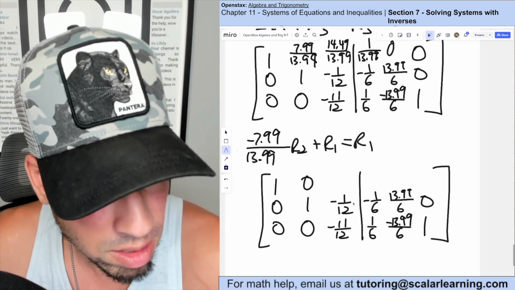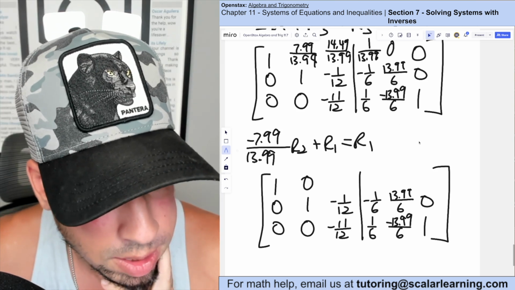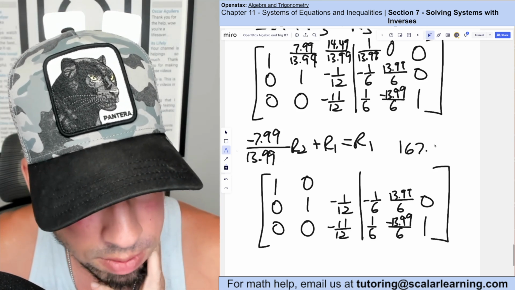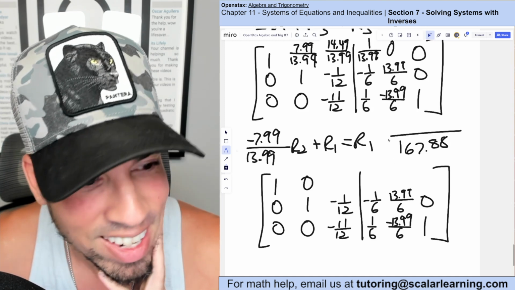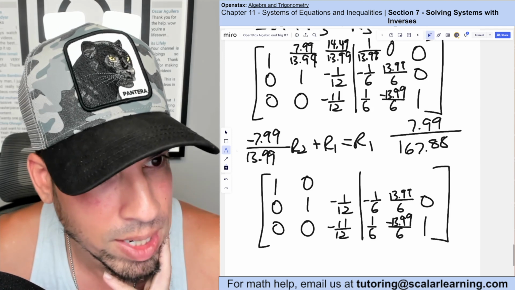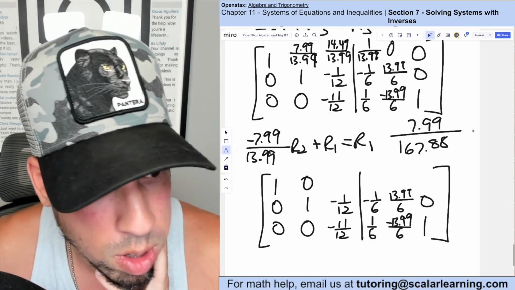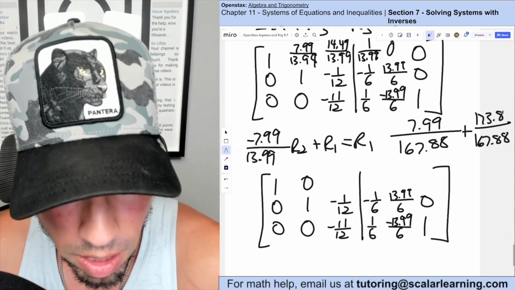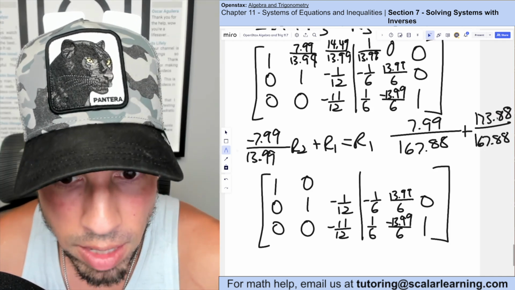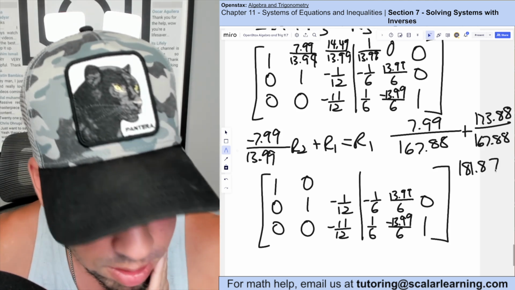We got this times negative 1 over 12. 12 times 1399 is actually 167.88. These numbers are so bad. And the negatives are going to cancel out, and then it's positive 799 on top. And then we got to add it to this crazy thing. So again, we're going to have to multiply top and bottom by 12. And we get 173.88, and these two added together, that gives us 181.87 over 167.88.